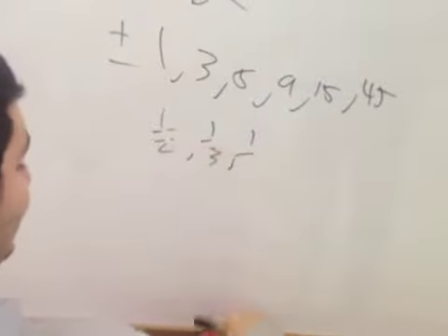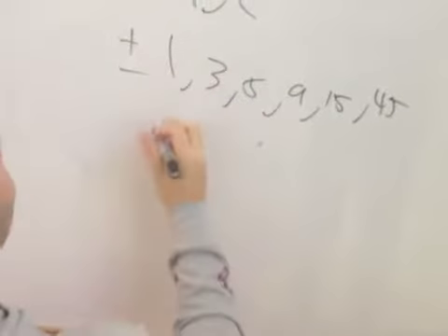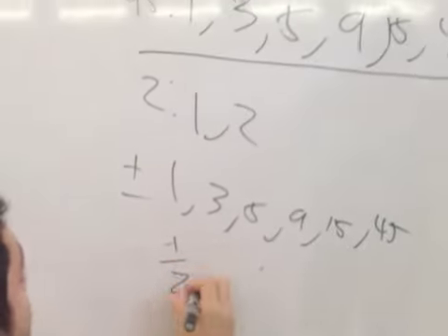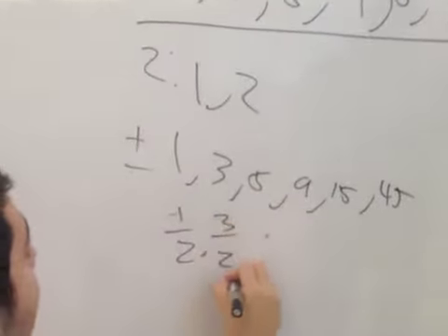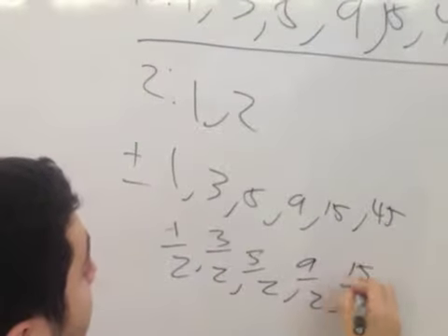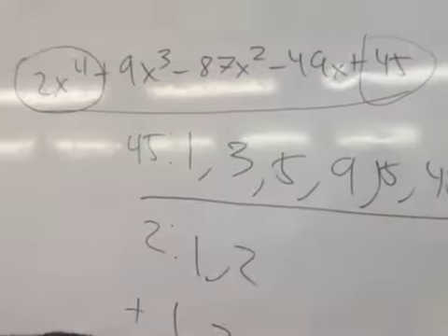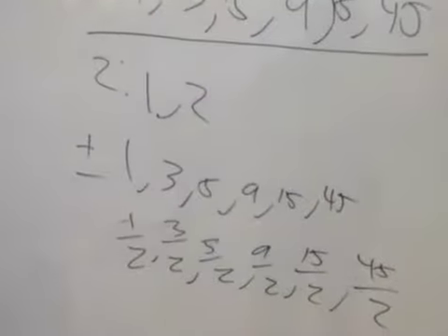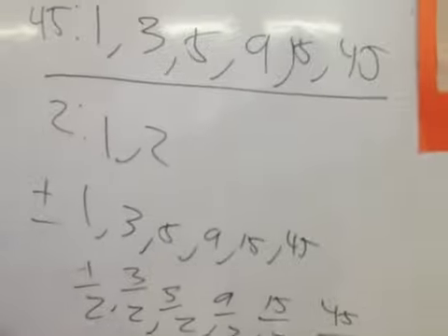Nope, sorry. It's 1/2, 3 over 2, 5 over 2, 9 over 2, 15 over 2, and 45 over 2. Okay, these are the possible zeros.